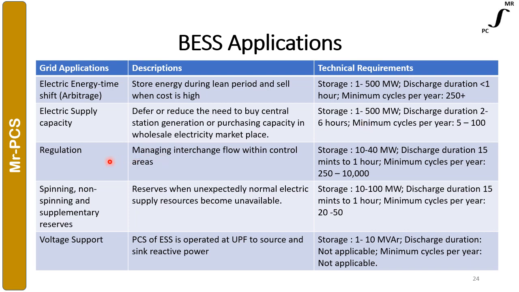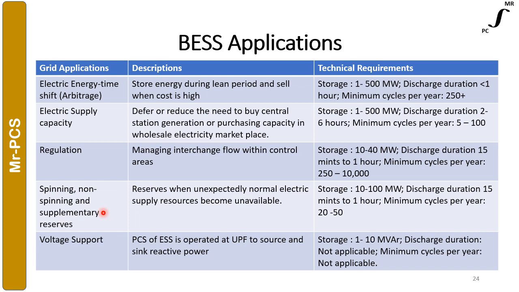For frequency regulation, energy storage plays important role by boosting capacity whenever required in short span of time to maintain the grid frequency. Such applications need 10 to 40 megawatt with discharge between 15 minutes to an hour, and the likely operation per year could be around 250 to 10,000 cycles.